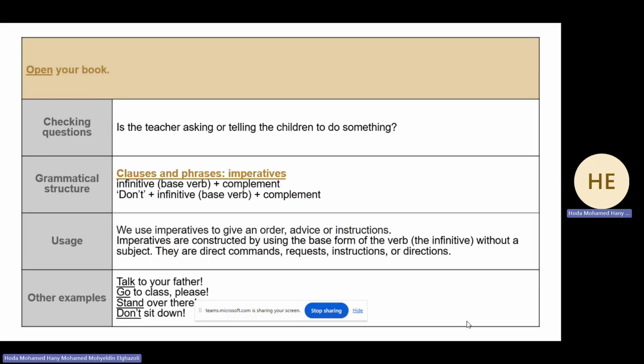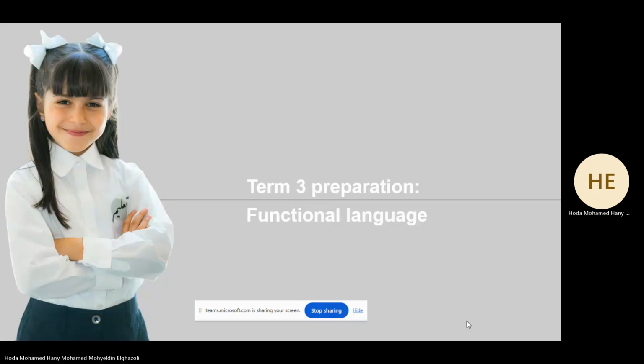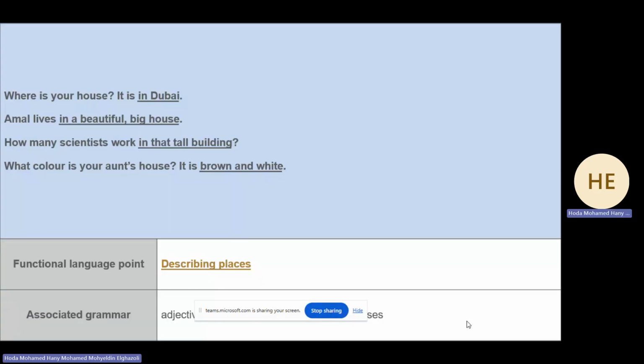Go to the class, please. Stand over there. Don't sit down. Write down your name. Sit down. Giving commands. Stand over there. Turn left. Giving directions. Go to class, please. Giving requests. Imperatives are constructed by using the base form of the verb without adding anything and no subject, just giving the command. Now focus on the functional language.